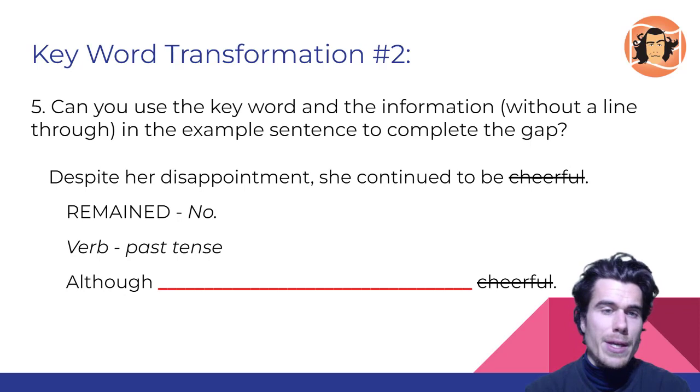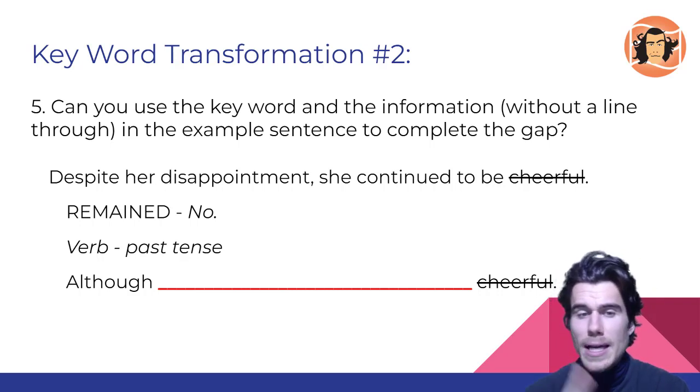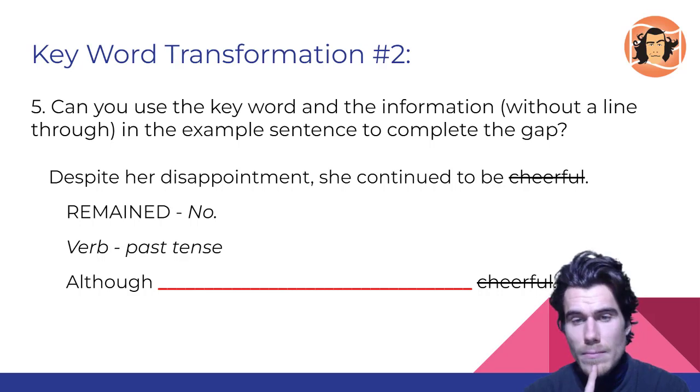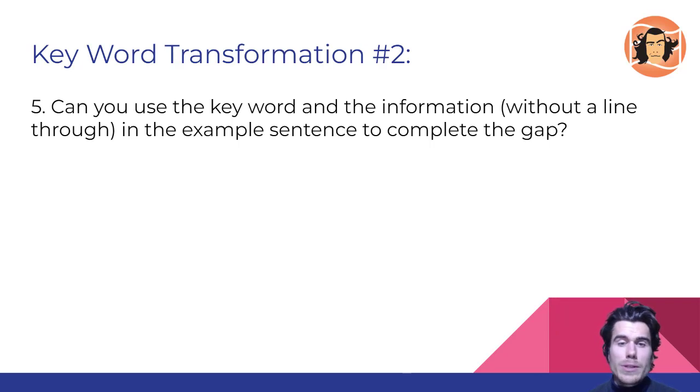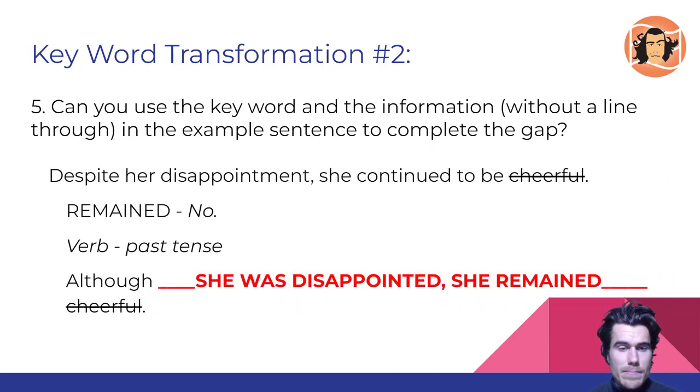Step 5. Can you use the keyword remained and the information without a line through to complete the gap? So pause this video and see if you can complete the sentence. And when you're ready, press play. Okay, so this is what I've written down. Although she was disappointed, she remained cheerful. Don't worry if you've written down something different, but this is what I've written. So now, with this answer so far, let's move on to step 6.